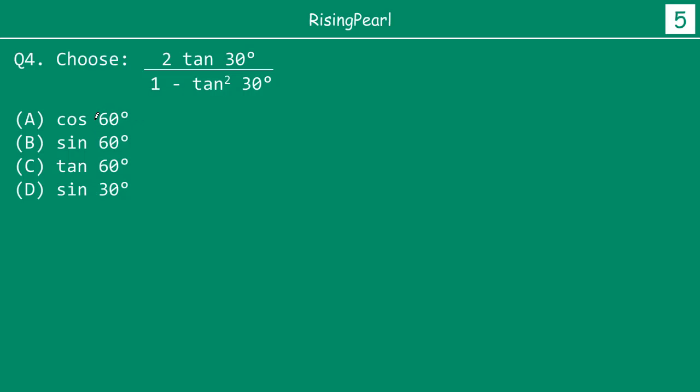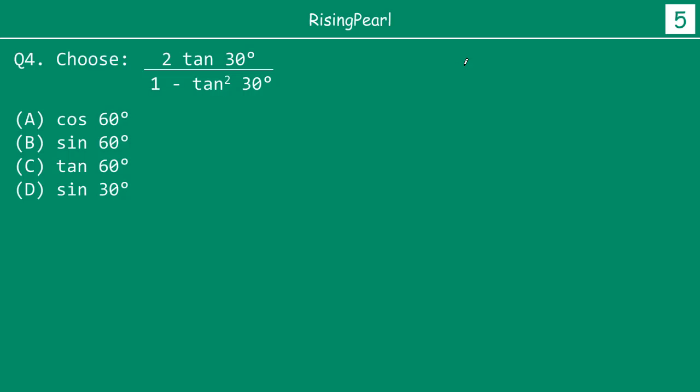If you notice here, the options are given in terms of the trigonometric ratios. So not only do you have to first find the value of the expression, you also need to know what each of these ratios is, so that you can match the expression with these options. So let's solve it. Let's write down. Here we have tan 30, and tan squared 30 again is tan 30 whole square.